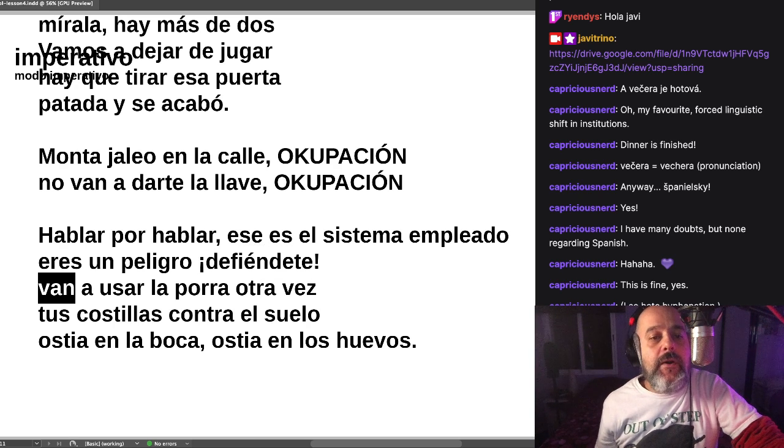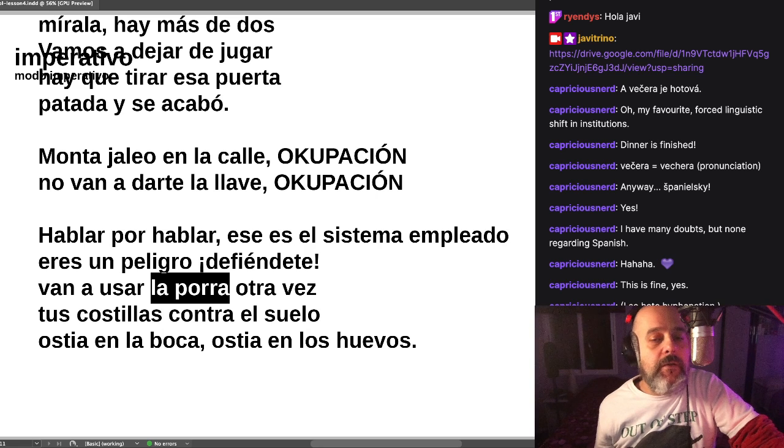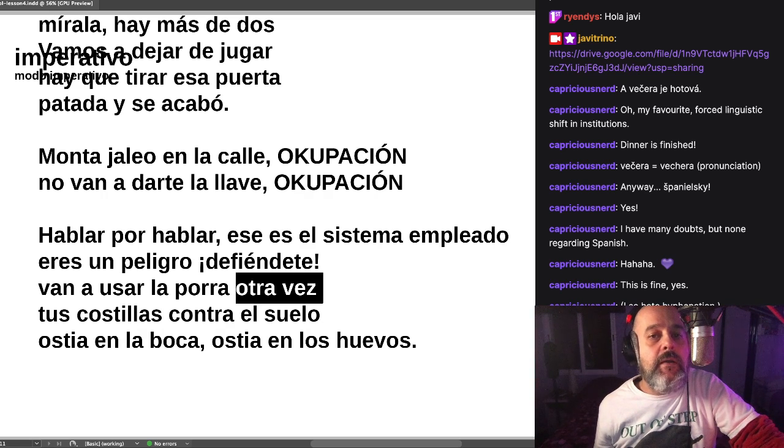Van a usar la porra otra vez. They're gonna use the truncheon again. The truncheon or the club. You know, the cops. So van a usar, they're going to use la porra, the truncheon or the club. Depends if you're in British or American English. Spanish, I was about to say. Otra vez means again, one more time. Otra is another. Vez, it's time.